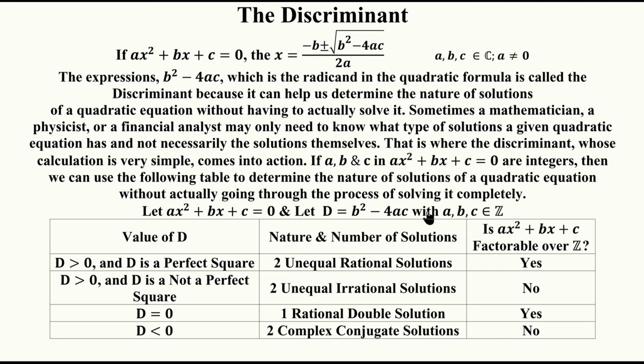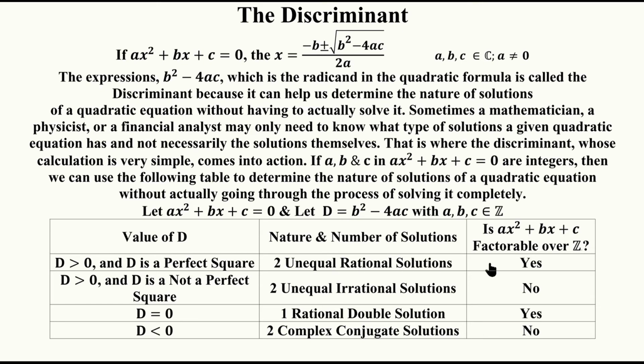Now, as it turns out, sometimes various disciplines, mathematicians, physicists, etc., don't need to actually solve an equation to get important information from it. All they need to know is what types of solutions that equation has. And this process of just calculating the discriminant is ideal because it's such a simple expression to evaluate. So that's why we care about the discriminant so much.